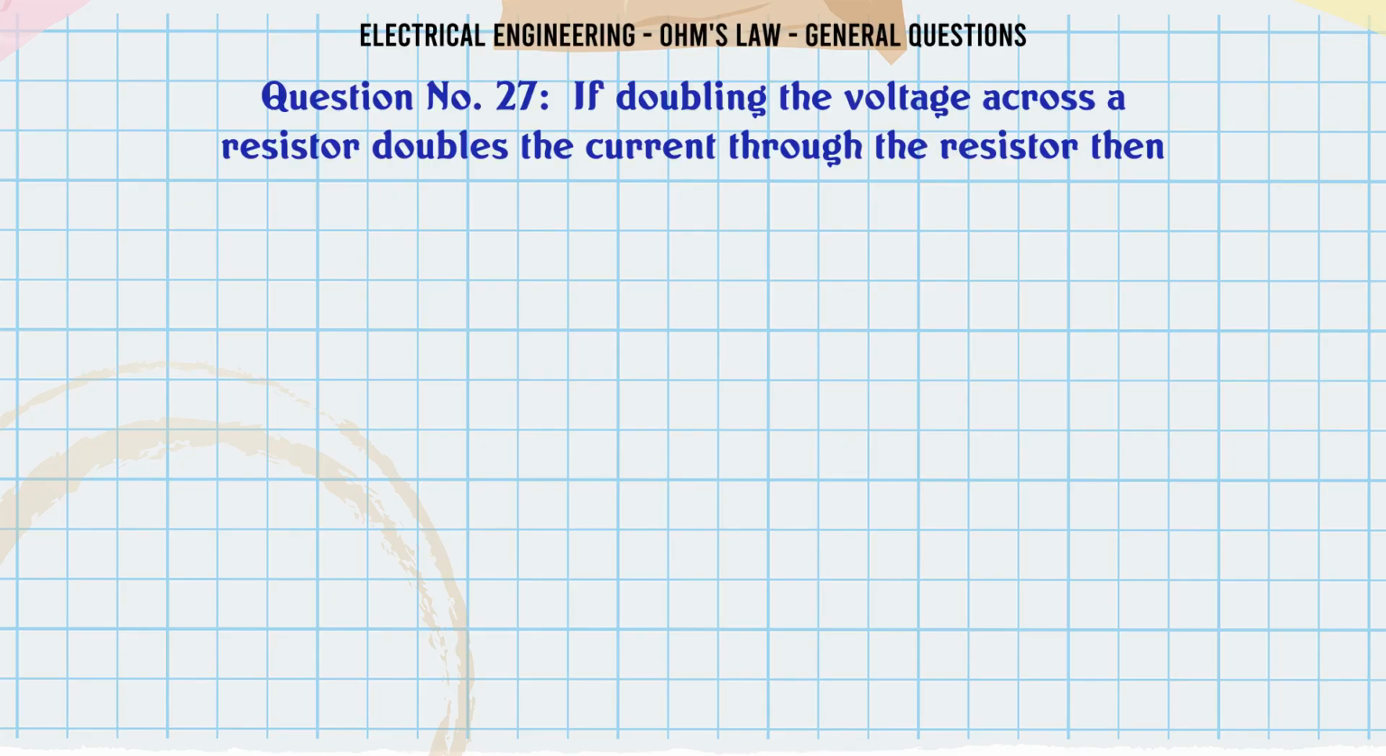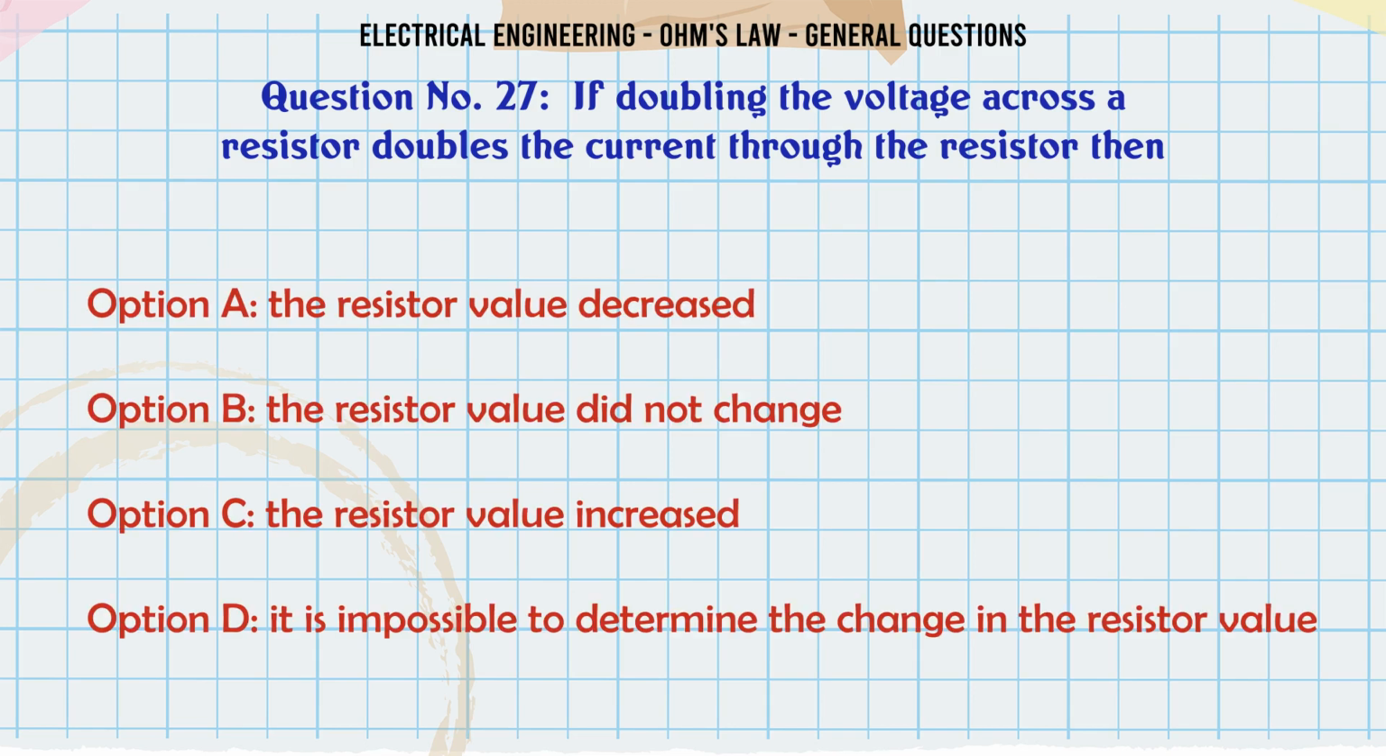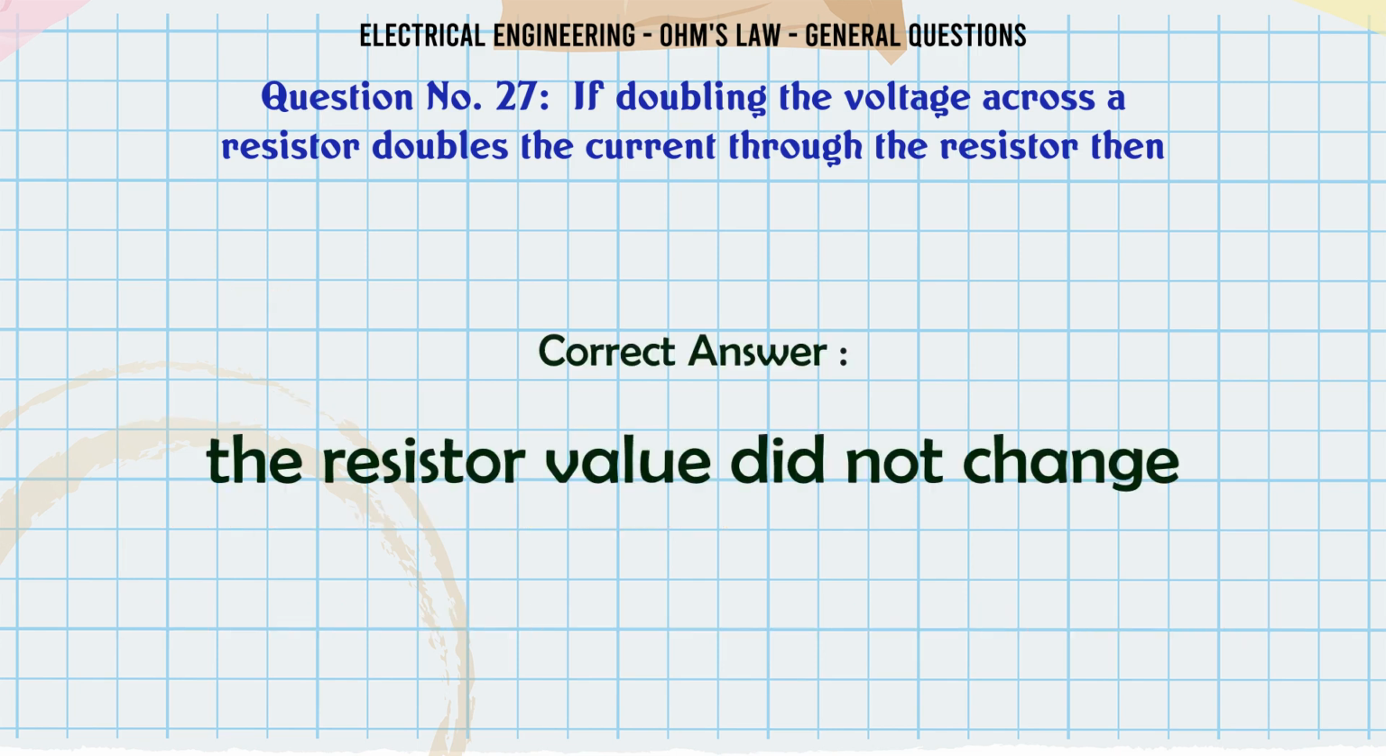If doubling the voltage across a resistor doubles the current through the resistor, then A. the resistor value decreased, B. the resistor value did not change, C. the resistor value increased, D. it is impossible to determine the change in the resistor value. The correct answer is the resistor value did not change.